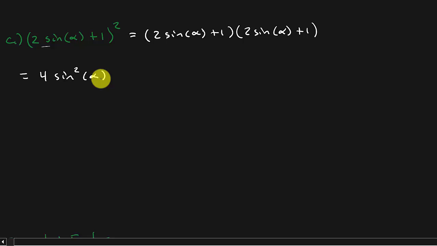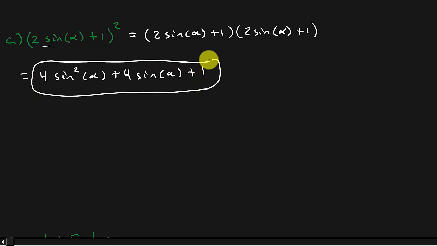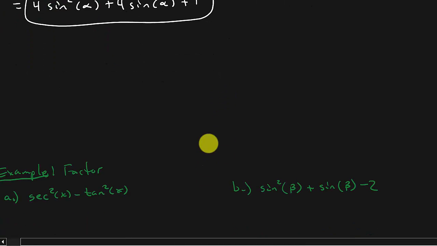And then let's do this in our head. We've got 2 sine alpha when we multiply the outside, 2 sine alpha when we multiply the inside. So 2 sine alpha plus 2 sine alpha is 4 sine alpha, and then multiply the last, plus 1. And there's your answer. All right. So I hope so far all of this is making sense. Right now what we're doing is just kind of a review.